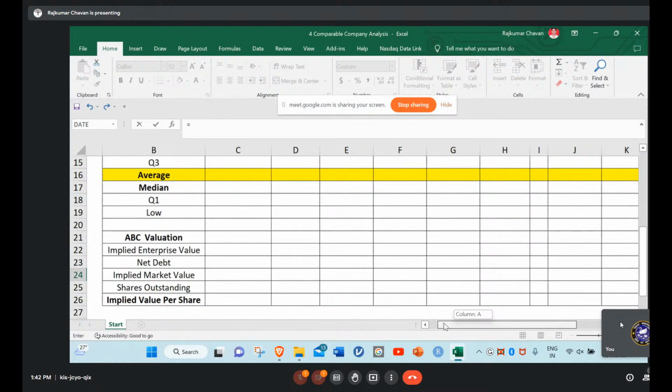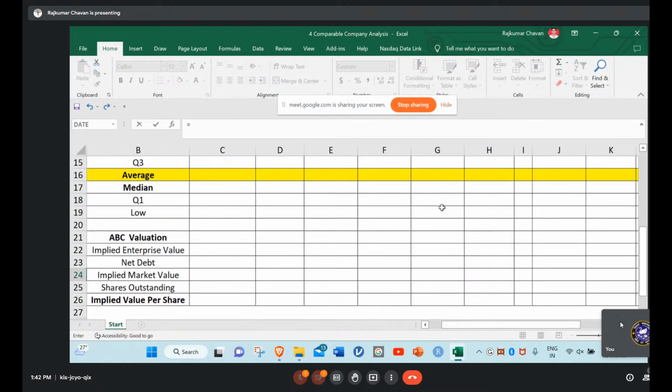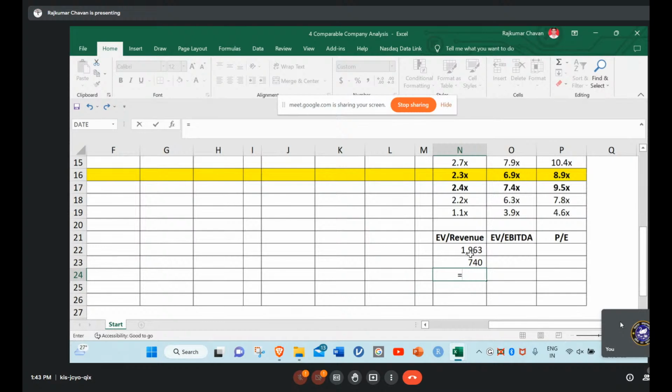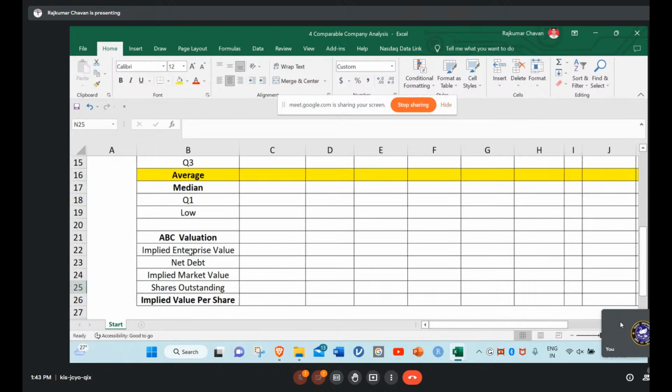How to calculate this one now? Formula is what? Sorry, enterprise value is equal to equity value plus what? Debt value. But now I have enterprise value already and debt value is also there. But I want to calculate which value? Market value. How to calculate? Is it plus or minus there? Minus. We should take minus actually. So it means your enterprise value minus debt value, you will get which value? Market value, and nothing but implied market value. Let us come here. So take this 1963 minus 740, you will get 1223. That is the value. So how did we get 1223? Enterprise value minus debt value, you will get the market value of the company.